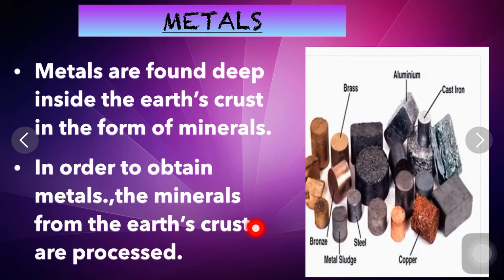Students, substances like copper, gold, iron, aluminium are called metals. Metals are found in the form of minerals deep inside the earth. Minerals from the earth crust are processed to obtain the metal. In daily life, metals have various important uses. Let us study some common properties of metals.